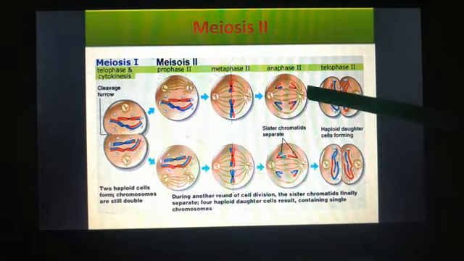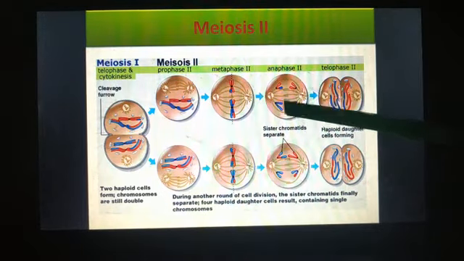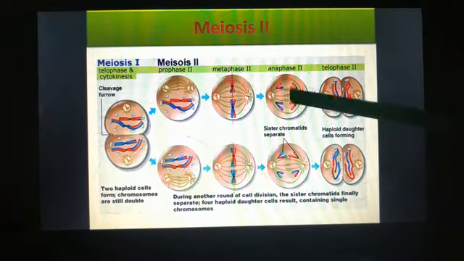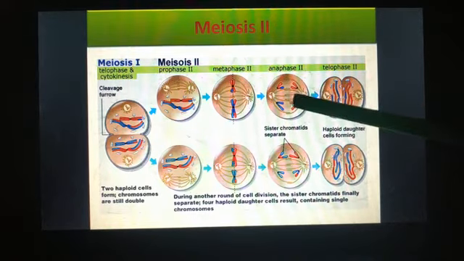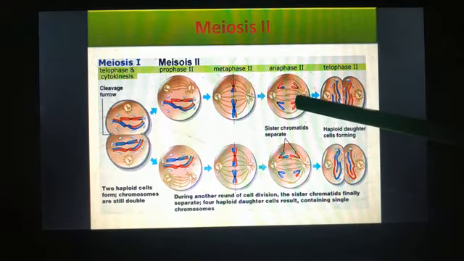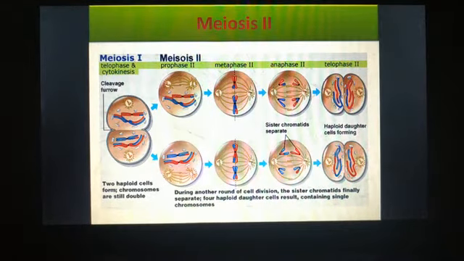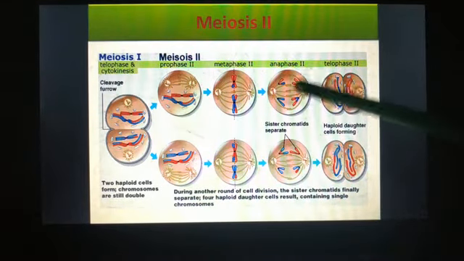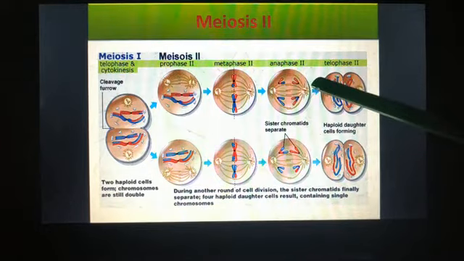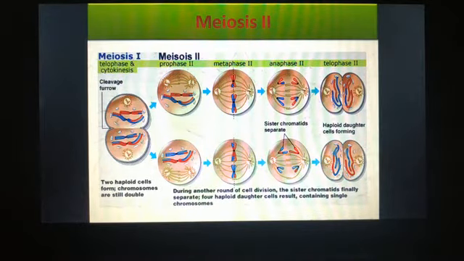But if you remember, in anaphase 1, separation of homologous chromosomes was occurring, but here separation of sister chromatids is occurring. Because again, since we have only one set of chromosomes, separation occurs in sister chromatids.